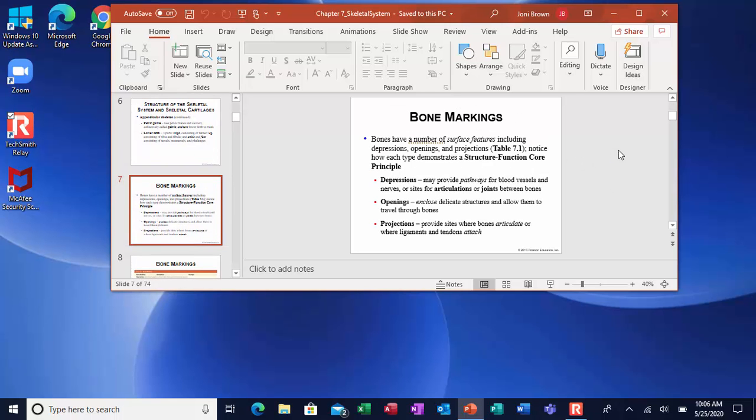Now, there are markings of bones on the bones, and there's a chart in your book that you can refer to. There are depressions, little grooves, there's openings, sometimes it's holes, sometimes it's bigger. There's projections, sometimes they're rounded projections, sometimes they're more like a toothpick or a knot on the bone, and you're going to need to know these. And as we go through lab, you'll be learning a lot of them.